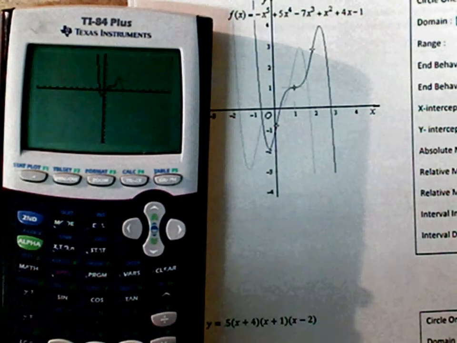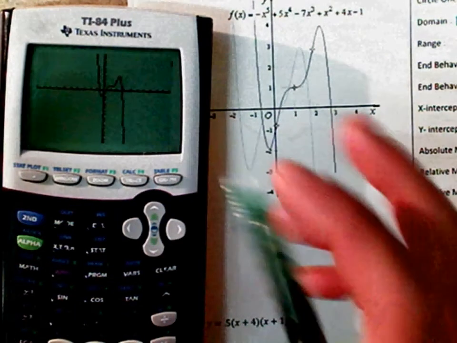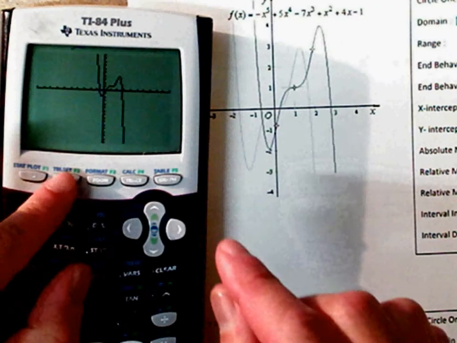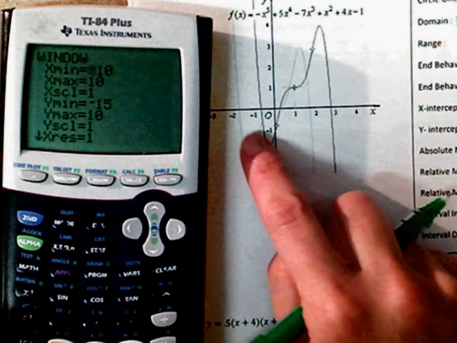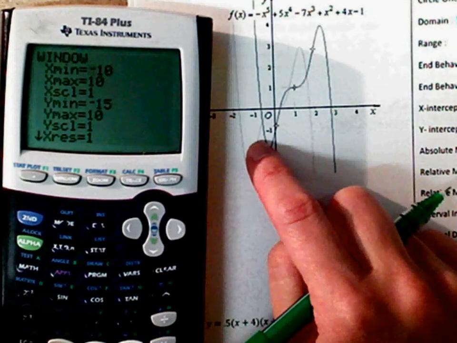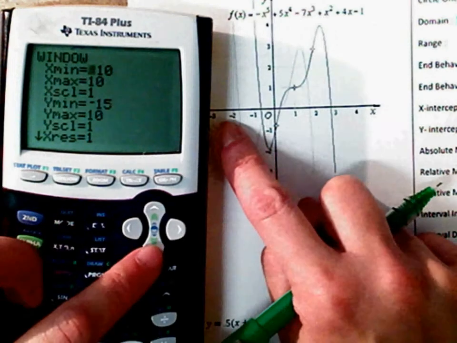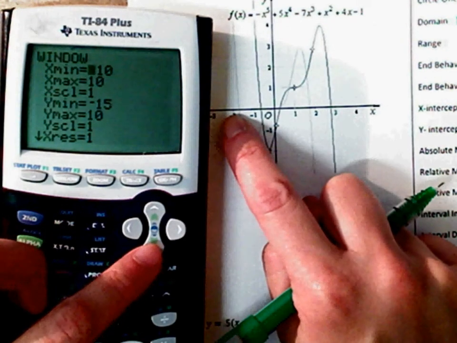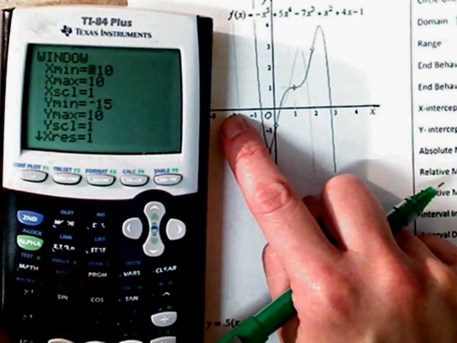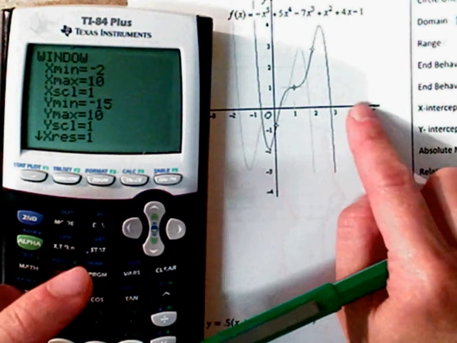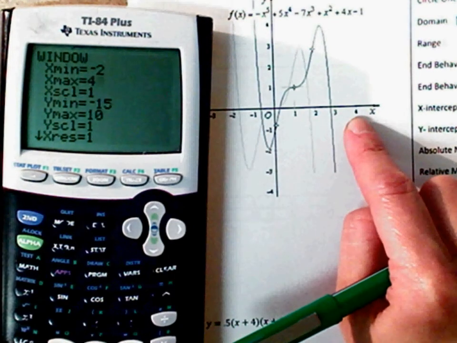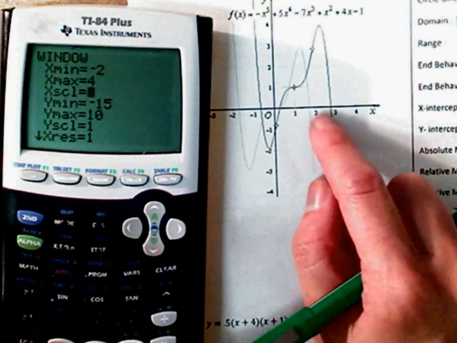Now, look how the graph is kind of bunched up. So I want to zoom in. I'm going to use my window, and I'm going to use this graph that's already been done for me to help me. My x value can be anywhere from negative 2, so I'm going to change that to a negative 2. That's your minimum. Your x maximum could be something like a 4. And my scale is going to be 1.